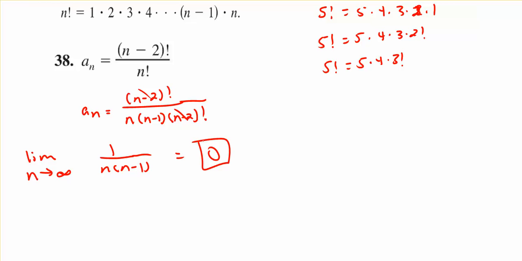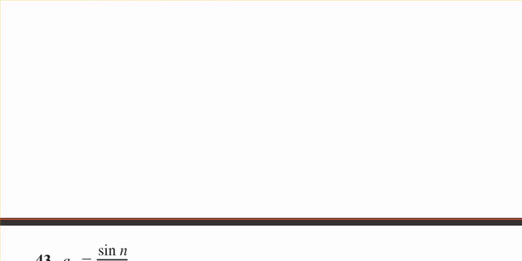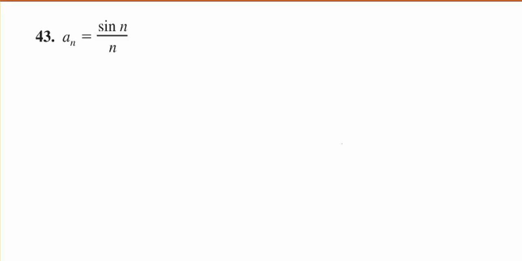All right, let's take a look at a couple more problems here. We have a sub n equals sine n all over n. Again, it may be helpful to rewrite this and look at those separately, like so. So now I'm finding the limit as n approaches infinity of sine n times 1 over n.